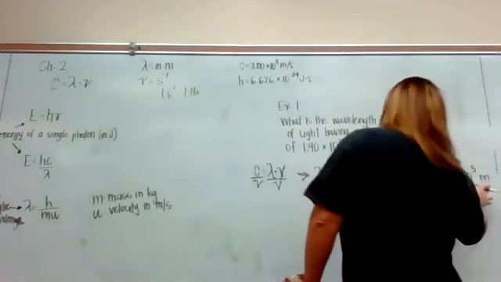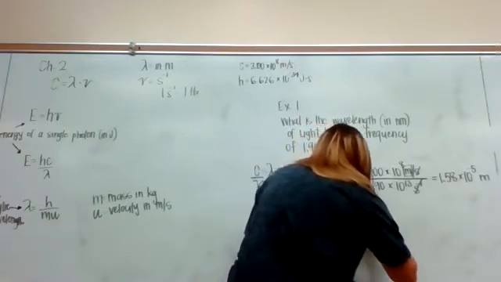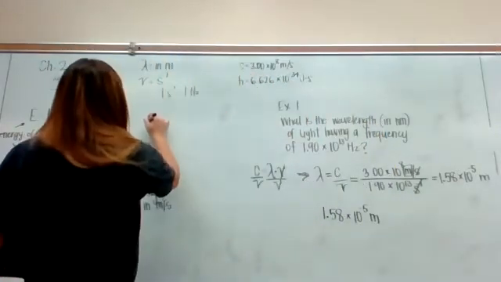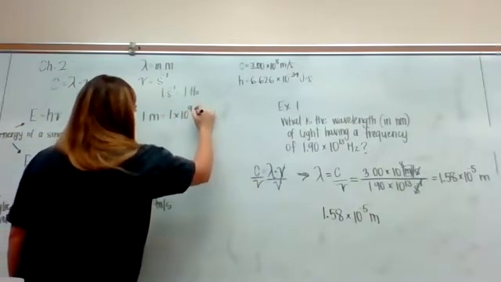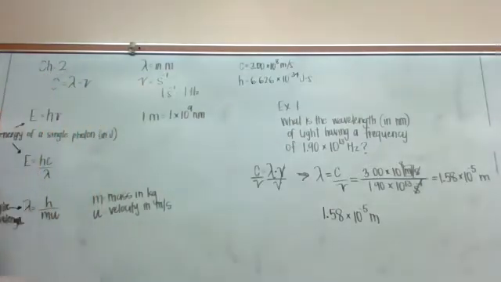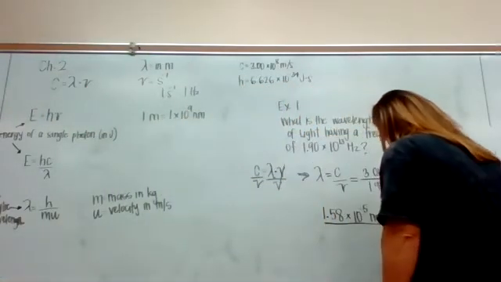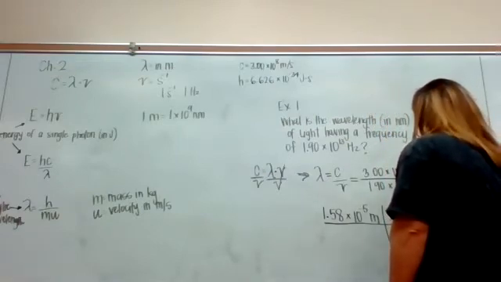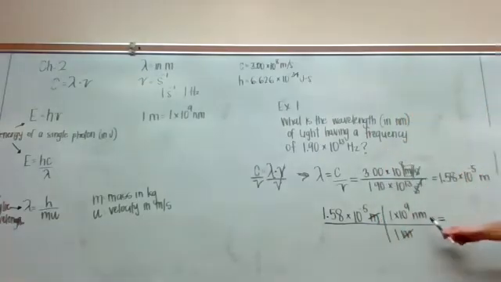All right, so let's take this number now, convert it to nanometers. Let's add that conversion factor. I'll add it right here. The one I use is that 1 meter has 10 to the 9th nanometers. Okay, so if I want meter to cancel, I'm going to put the 1 meter on bottom, 1 times 10 to the 9th nanometer on top. Meters cancel and I'll be left with nanometers.